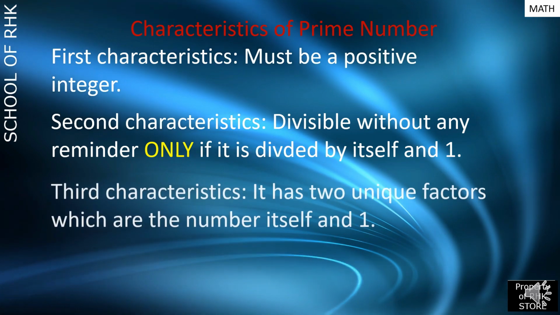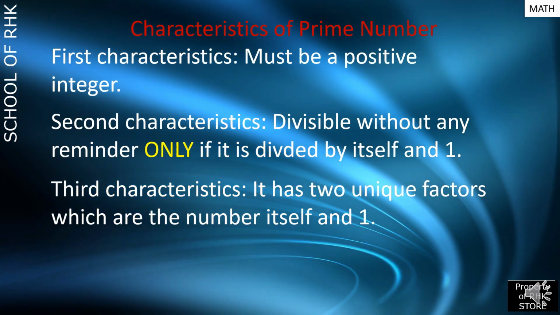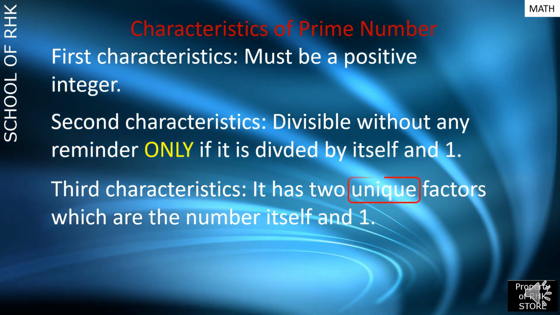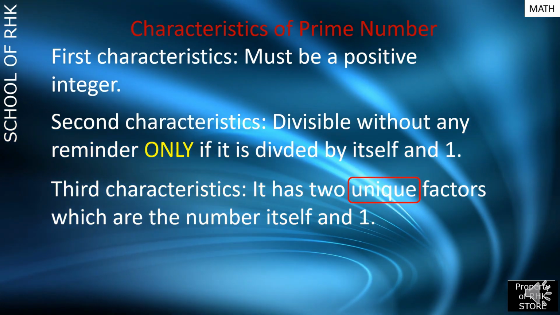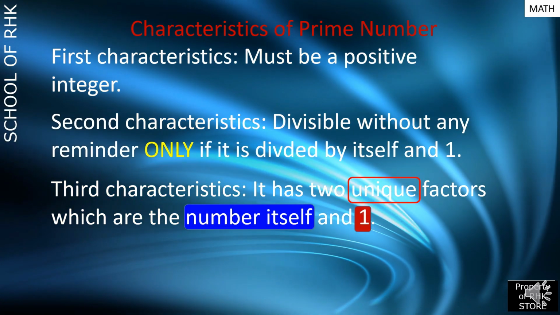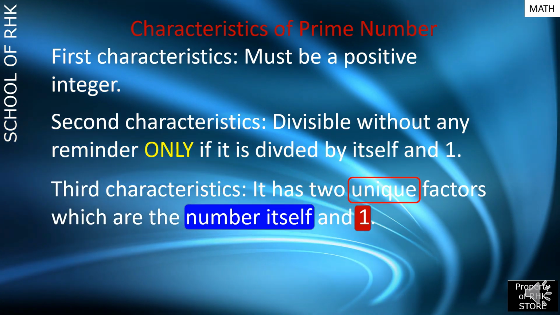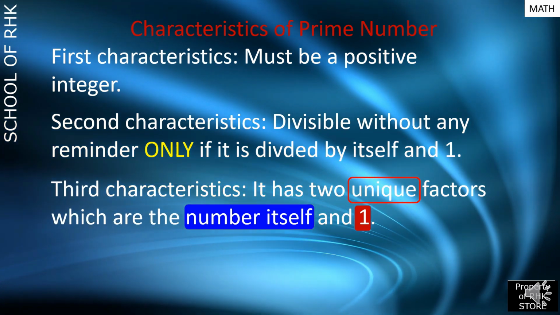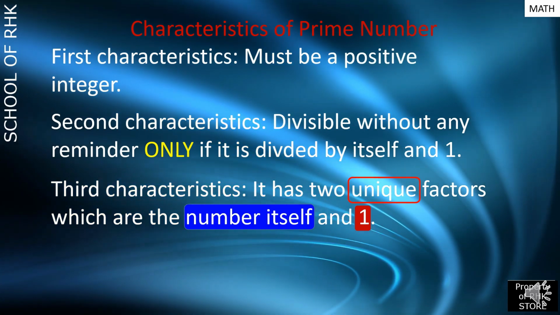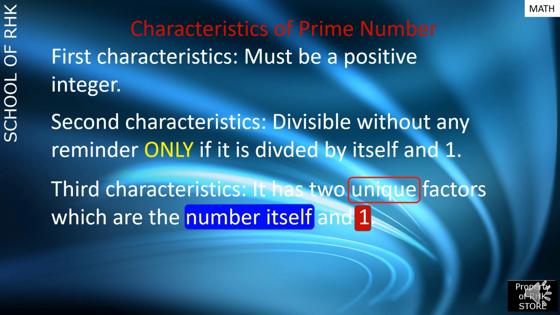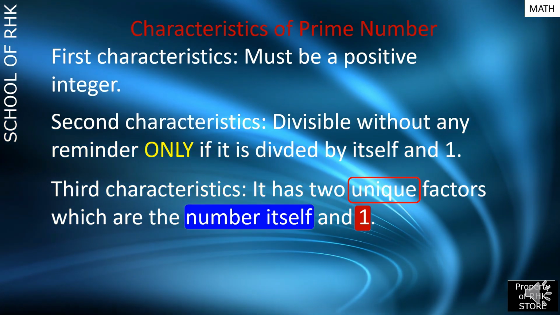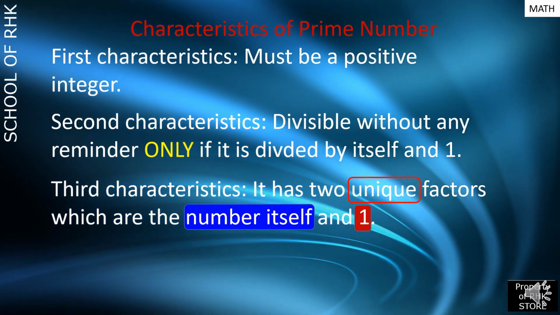The third characteristic of a prime number is that it has two unique factors, which are the number itself and 1. But it is very important that the number itself and 1 cannot be the same number, must be different to each other.